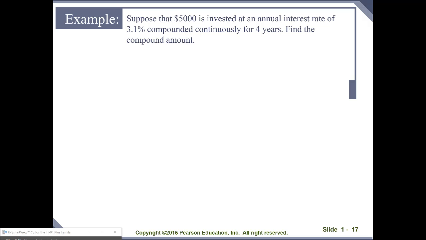Suppose that $5,000 is invested at an annual interest rate of 3.1% compounded continuously for 4 years. Find the compound amount. Compound amount is just what they're doing when they say find how much you'll have at the end of 4 years. That's all we're talking about here.